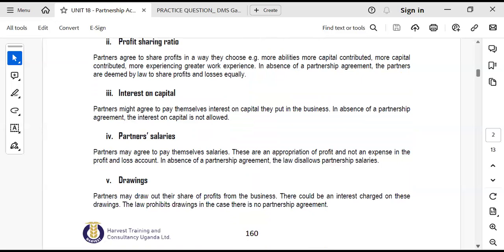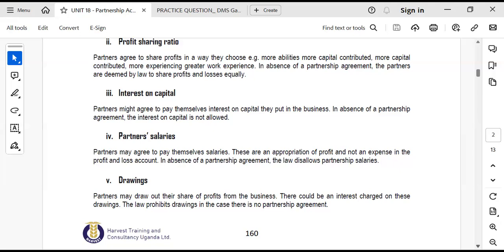Partners may agree to give themselves salaries. They may decide to pay themselves. They're like, you know what? Maybe we will be paying ourselves according to our profit ratio. And if we are getting equal, maybe I can be paying myself 5 million, and the next person will pay themselves 5 million. We are saying these are an appropriation of profit and not an expense in the profit and loss account. We shall see this later.